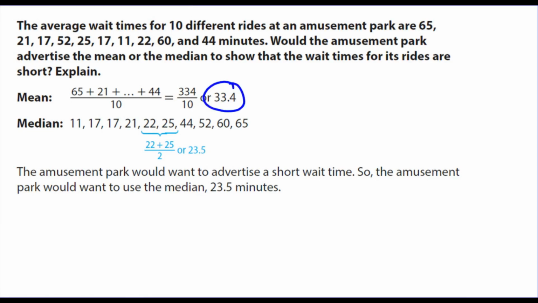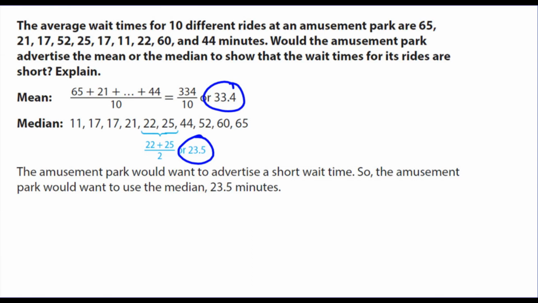Well, if we calculate both of those, you can see that the average wait time or the mean wait time is 33.4 minutes, and then the median is 23.5 minutes. So you can see there's quite a difference here between these two. And because we had an extreme value that brought our mean up and made it seem quite a bit larger.